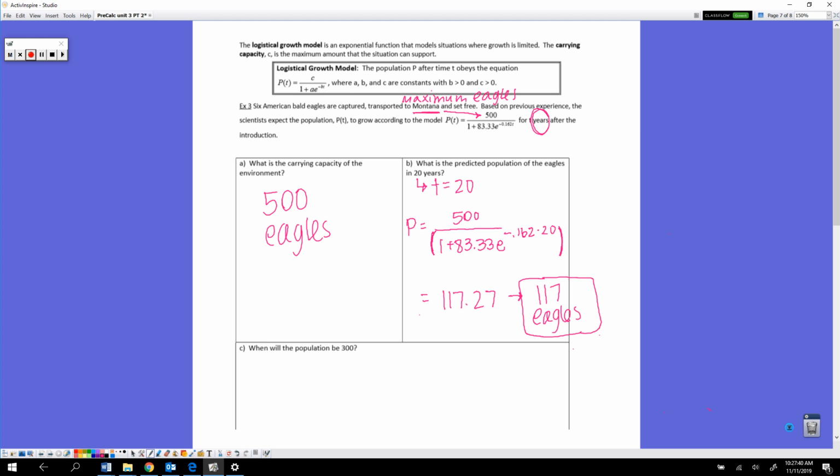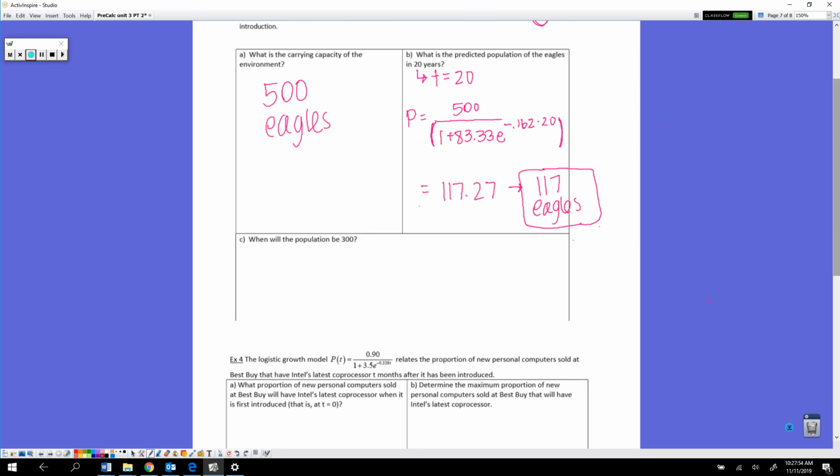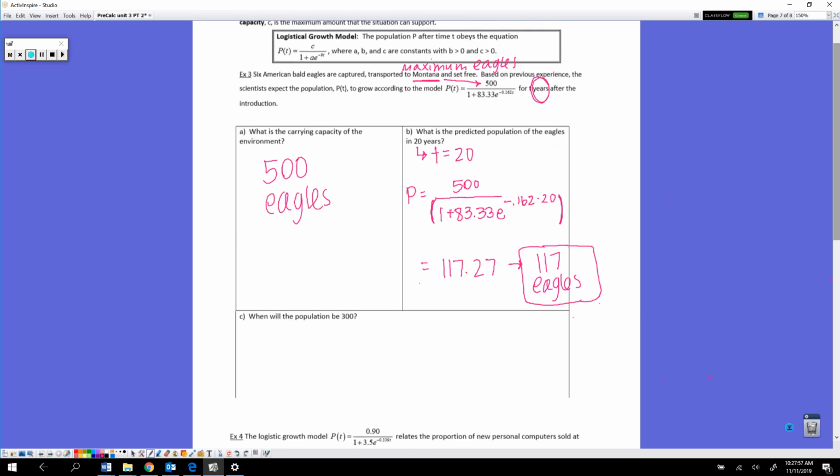Okay, C says, when will the population be 300? So the only variables in our equation are P and t. Obviously the 300 isn't time, it's our population. So this time we're going to be solving for time. We're going to plug the 300 in for the P of t. So 300 equals 500 divided by 1 plus 83.33 e to the negative 0.162 t. From here, we've got a little bit of solving to do, just some algebra.